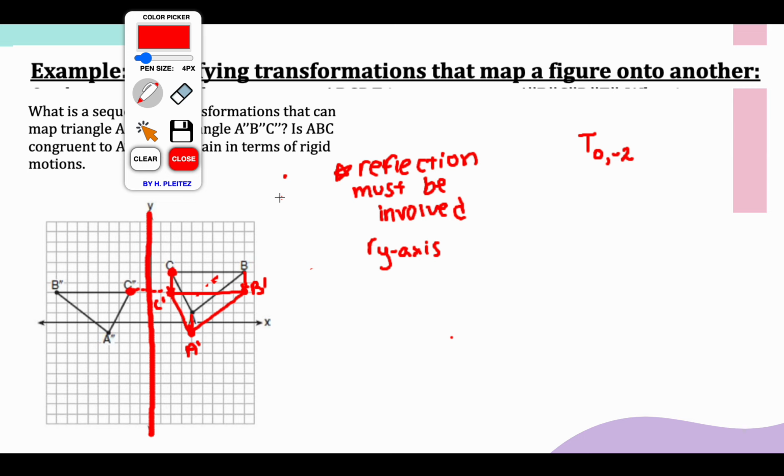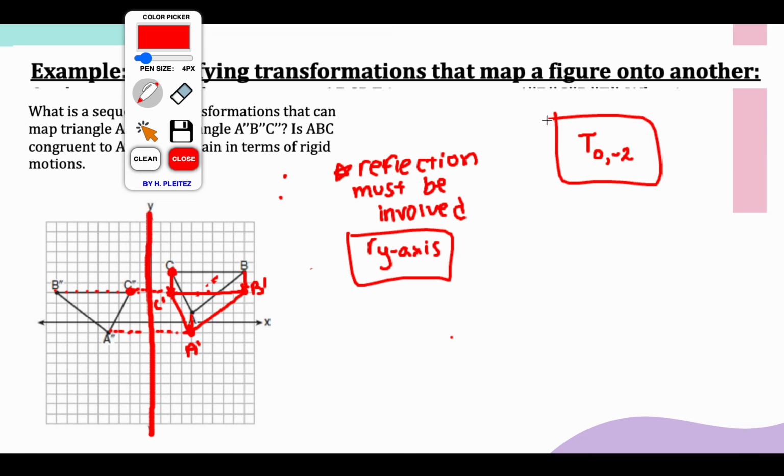Now, after we've done this, let's test if we reflect it over the y-axis, whether it would actually map onto A double prime. A prime is 4 units away, and A double prime is also 4 units away. That's a mirror image. We already tested C prime out. And then B prime is 1, 2, 3, 4, 5, 6, 7, 8, 9, and it actually matches up perfectly. So now it's a matter of I am reflecting over the y-axis and doing this translation, but what do I need to do first?